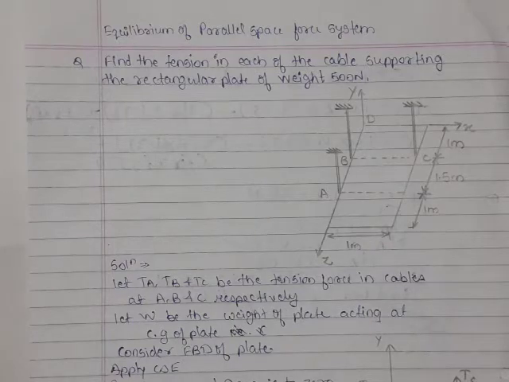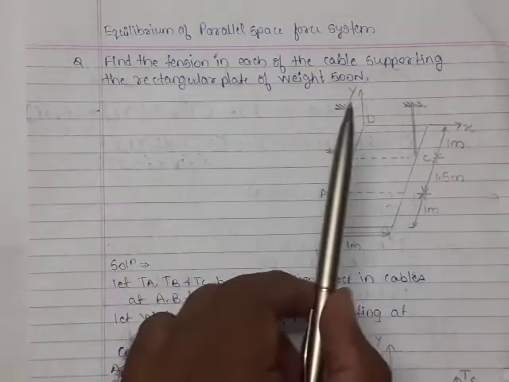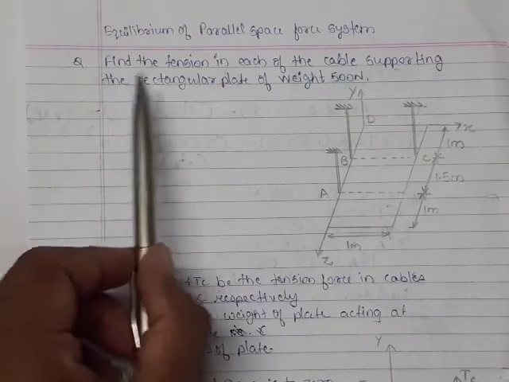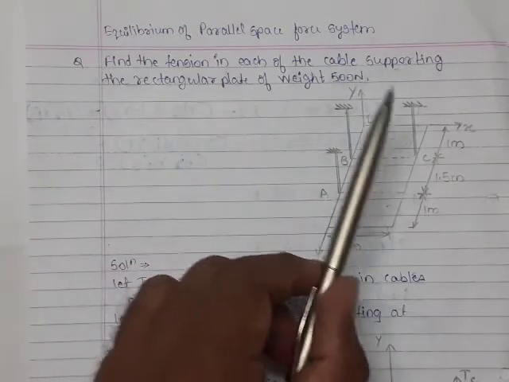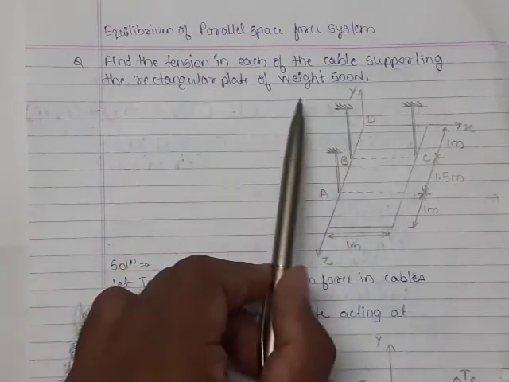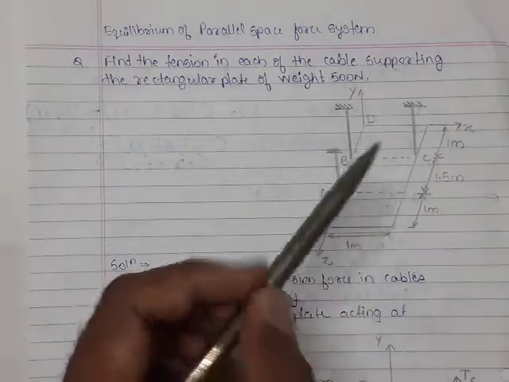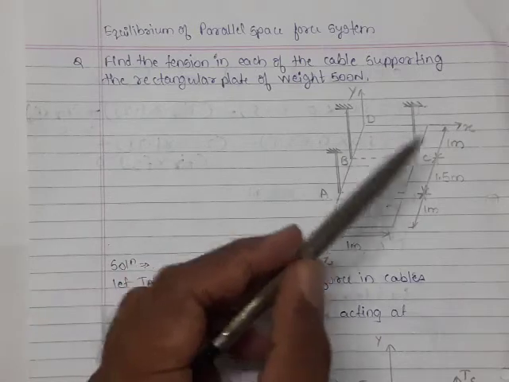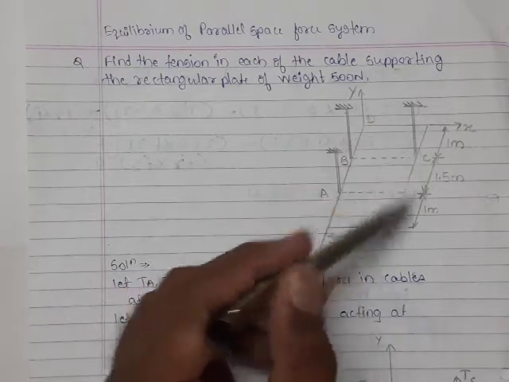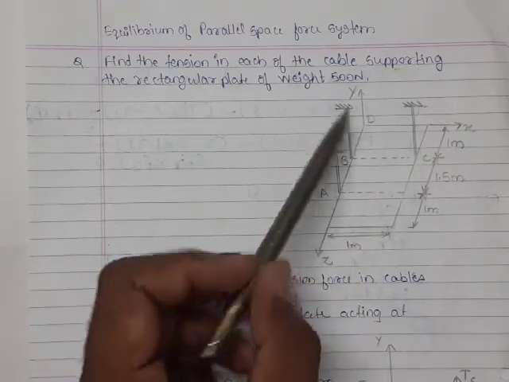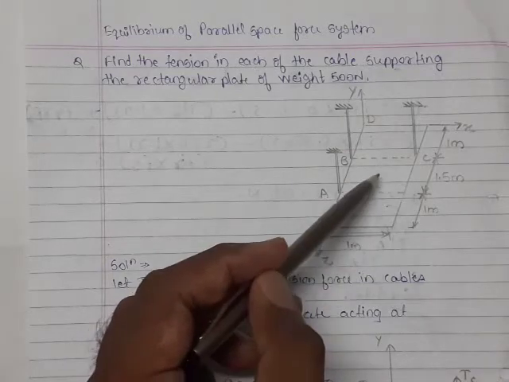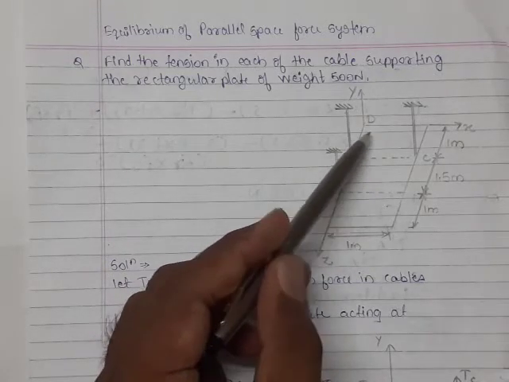Numerical on equilibrium of parallel space force system. The question is, find tension in each of the cables supporting the rectangular plate of weight 500 Newton. This plate is supported by 3 cables at A, B and C, and the weight of this plate is 500 Newton acting vertically downward through CG, the center of the plate.